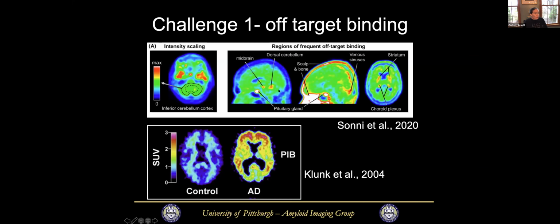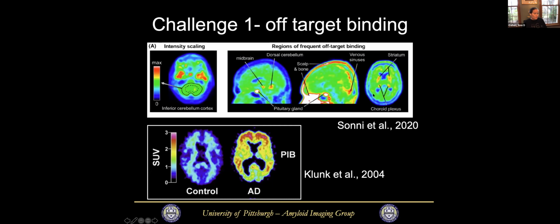And what I wanted to show here was some of these regions of frequent off-target binding. So you can see in the scalp and bone, there's very high levels of off-target binding. In the striatum, particularly as individuals get older, there's more off-target binding. There's a debate in the field. The hypothesis is that this is likely binding to calcifications in the striatum, and so the older you are, that may be an issue.